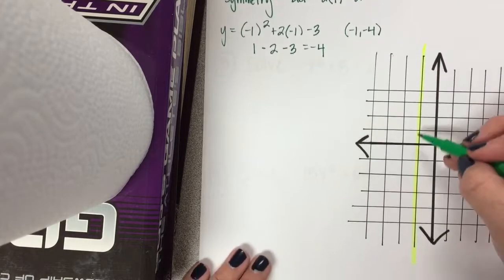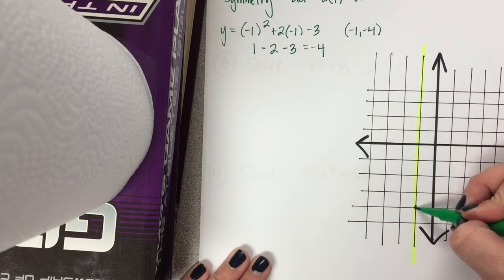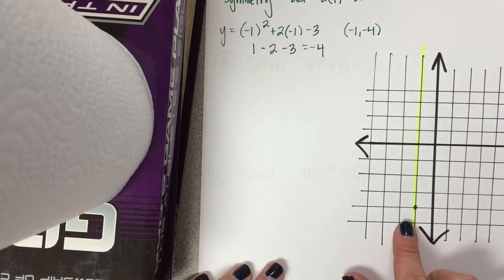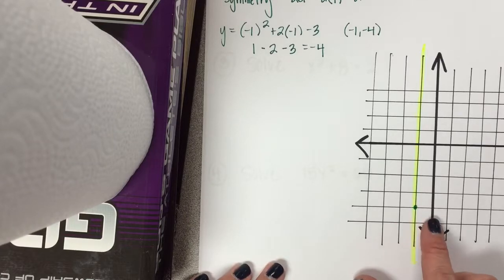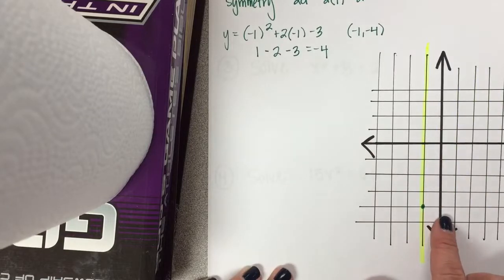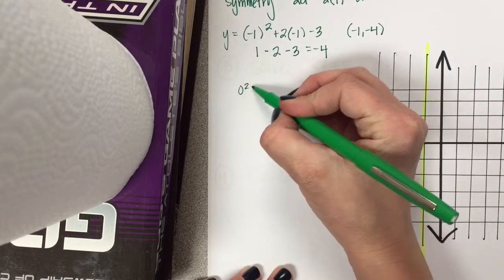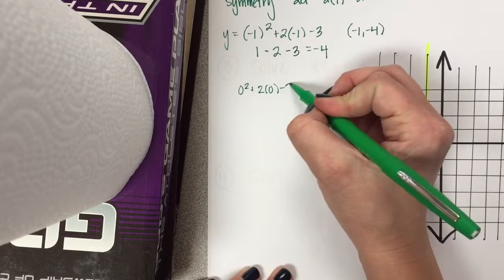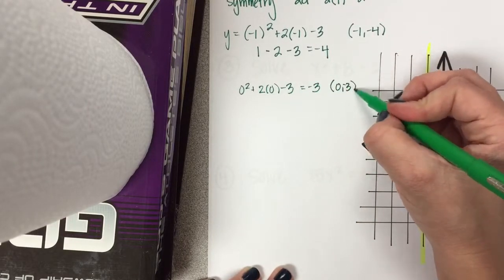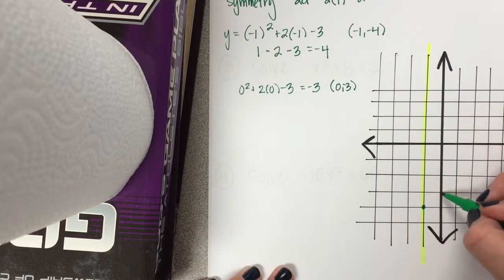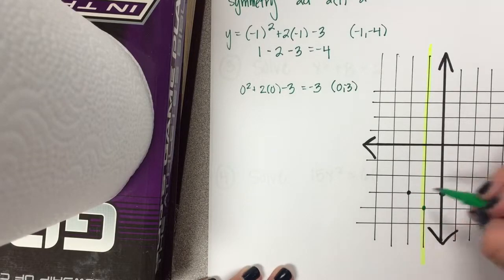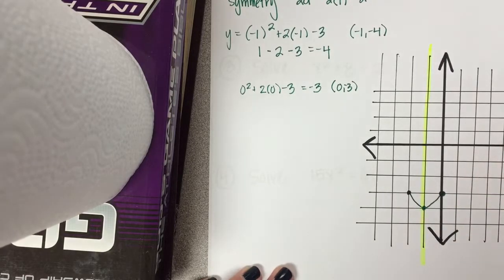So I can come over here to negative 1, negative 1, 2, 3, 4, and put a dot. So that's my vertex, negative 1, negative 4. So now I need to pick x values to the right and to the left and plug those in. I'm going to go to 0 because that's an easy one. So 0 squared plus 2 times 0 minus 3 is negative 3. So that gives me 0, negative 3. So 0, negative 1, negative 2, negative 3. That's 1 away to the right, so 1 to the left is also negative 3. Okay, and that starts my parabola.